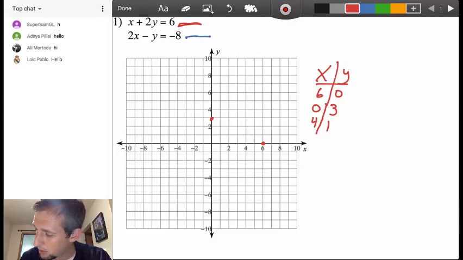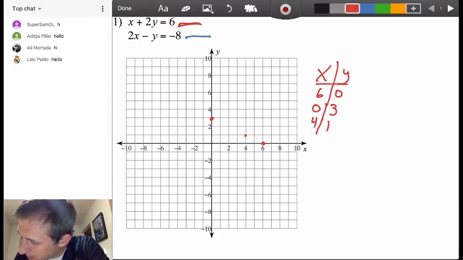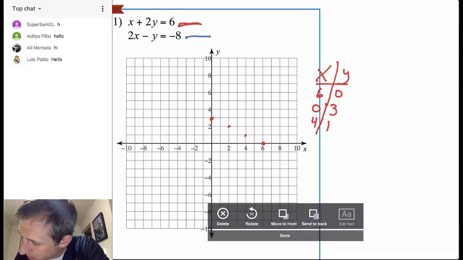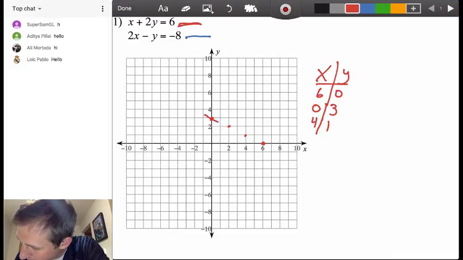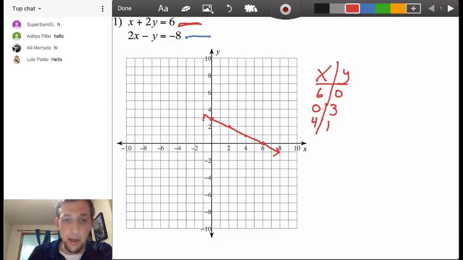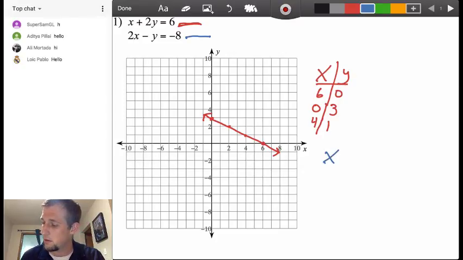There's my 4, 1. Okay, so I'm going to connect those with a line. Looks like there's probably another one somewhere right about there as well. So I'll connect those with a line. Hopefully I don't need to go any further than that, but if I do, I can. Okay, so now I'll do the same thing for that blue equation. I'll make a little table and some solutions that make it true. 0 and 8 makes it true.